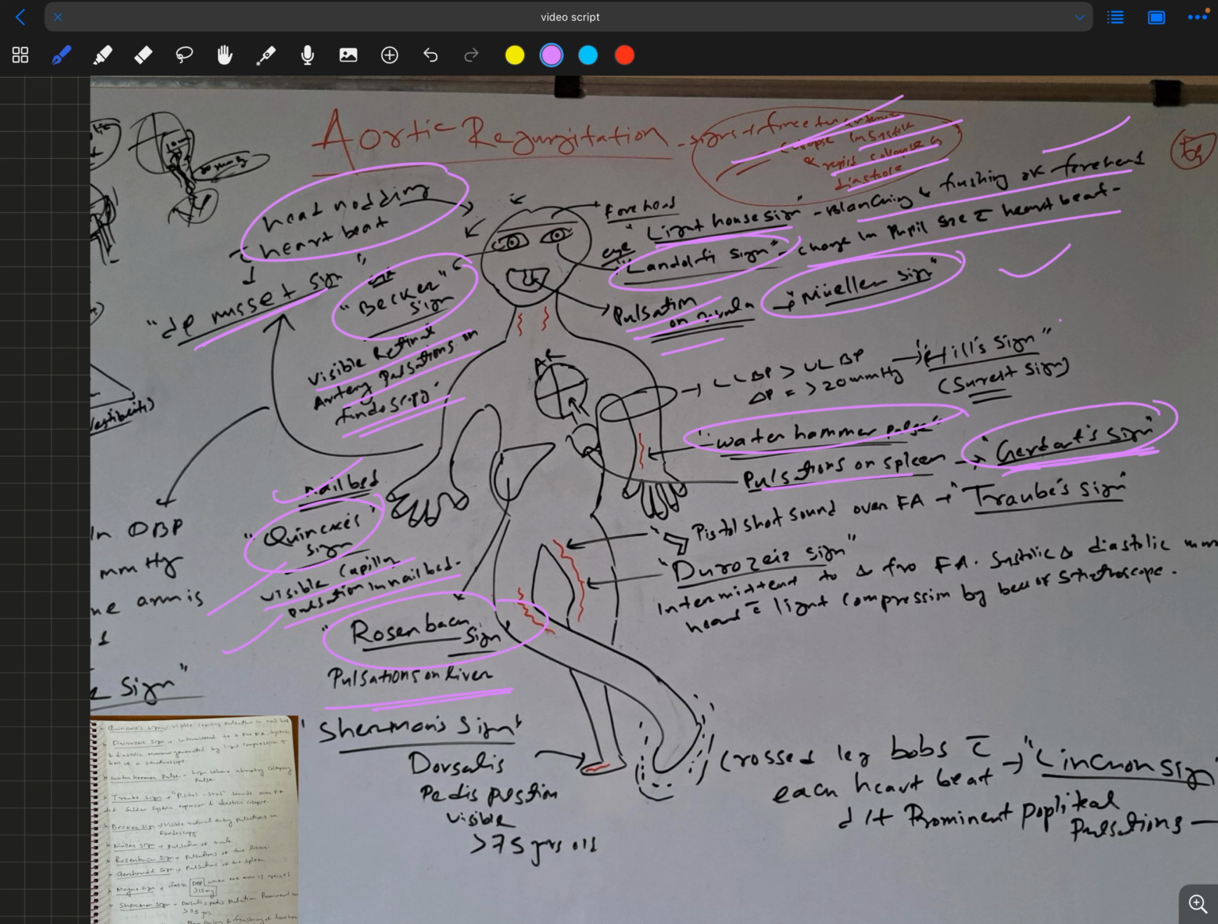Another sign is Hill sign. It is the most characteristic sign. Hill sign is lower limb BP minus upper limb BP more than 20 mmHg. So lower limb BP is greater than upper limb BP, and the difference is more than 20 mmHg. It is called Hill sign. It's the surest sign. Lower limb BP is greater than upper limb BP by more than 20 mmHg.